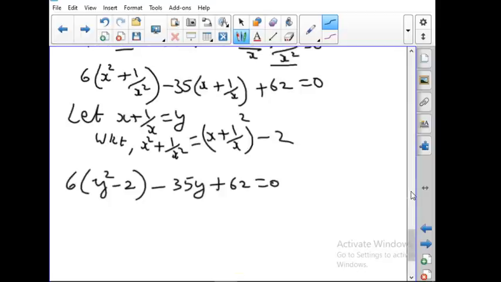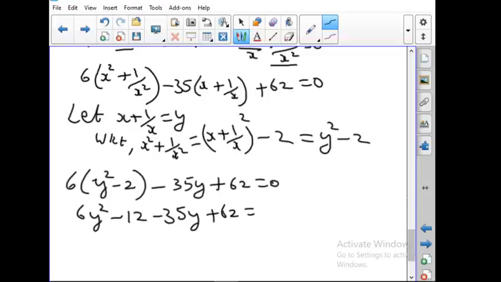So 6 into y square minus 2, because this is y square minus 2, minus 35y plus 62 is equal to 0. Now this becomes 6y square minus 12 minus 35y plus 62 is equal to 0. So 6y square minus 35y plus 50 is equal to 0. So we have to factorize this.